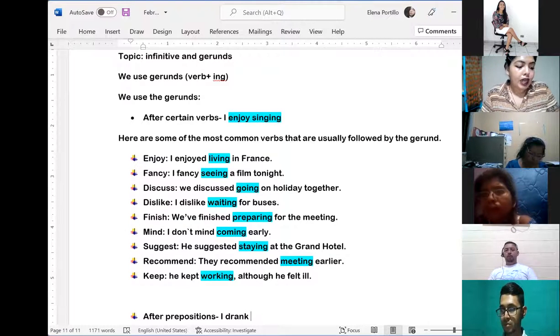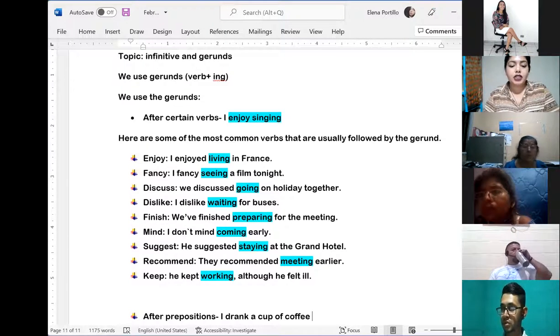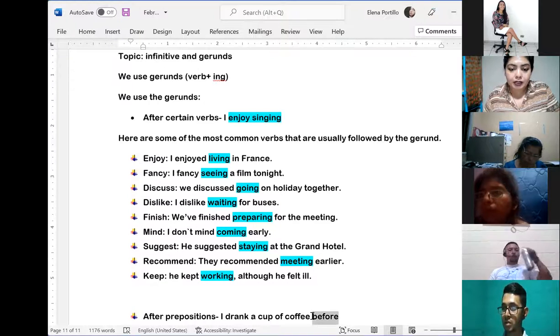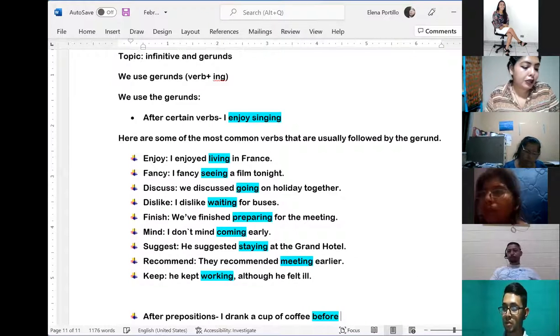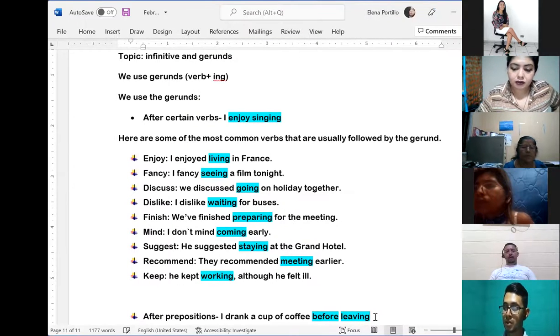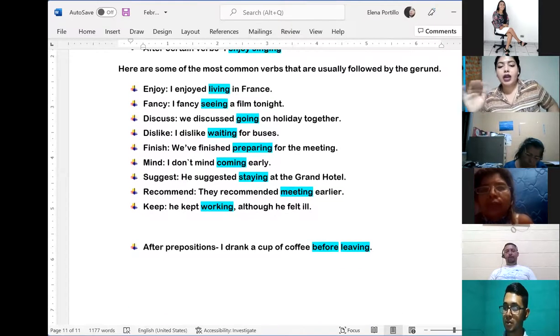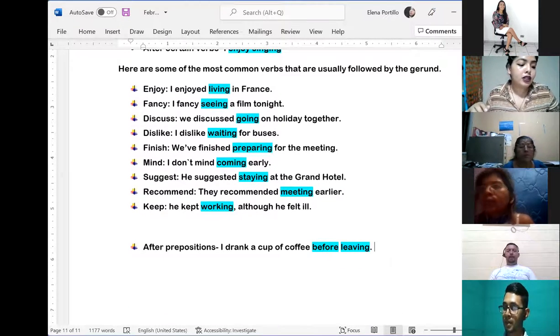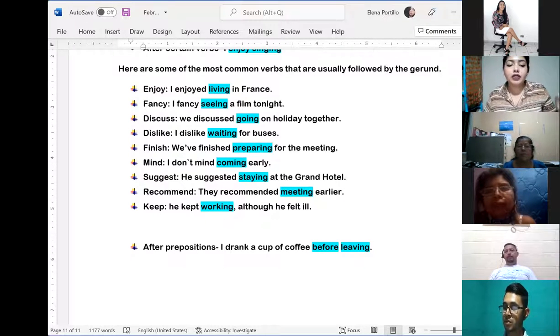I drank a cup of coffee before leaving. And here we have the preposition before. This one is the preposition. Then after that preposition, I have the verb with ing form. Okay, we have the prepositions and we have the verb with the ing form. But we are going to do a review of the prepositions. We are going to write some prepositions just to remember what the prepositions are and the most common examples of these words. So we have about.